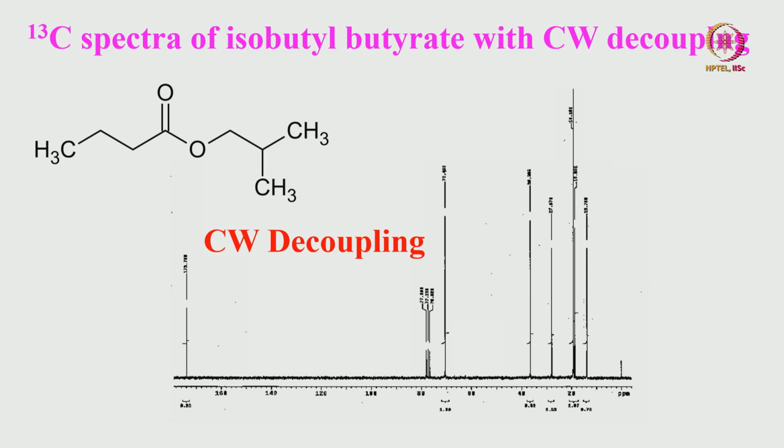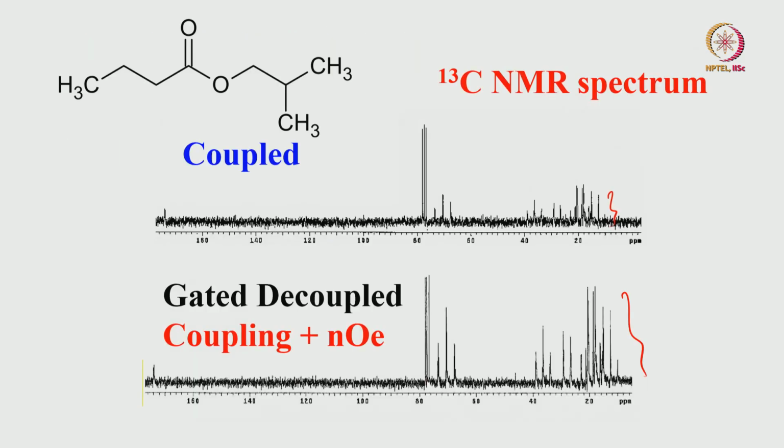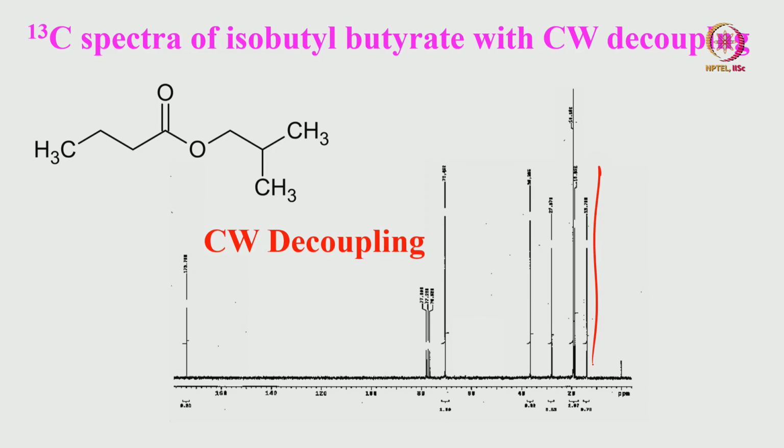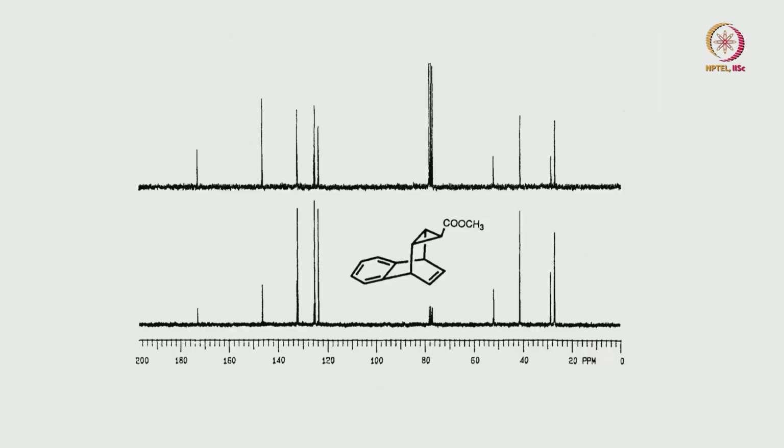Look at this one now. Completely all the proton-carbon couplings are broken. You get an enhanced intensity. Look at the signal intensities here. Signal to noise ratio is very poor here. Look at this one, huge signal and very little noise here. This is a real CW spectrum with decoupling, and of course there is NOE there.